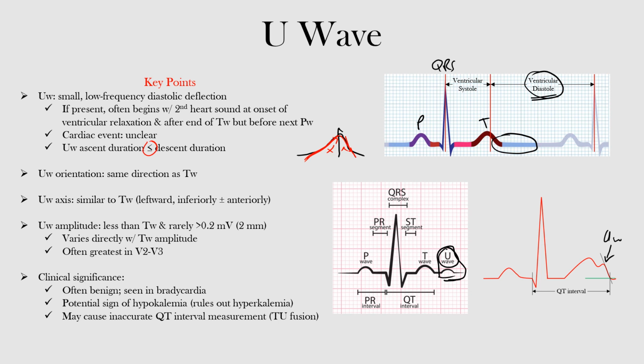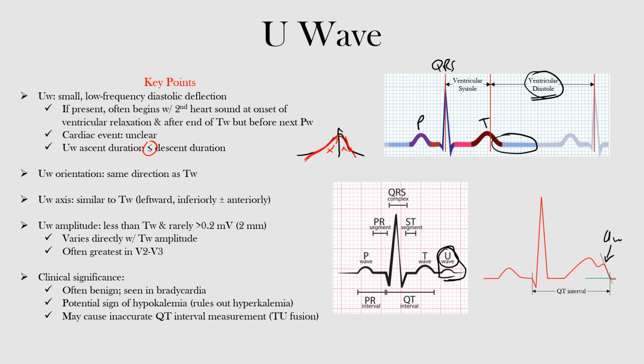So anyways, now the orientation of the U wave will still be the same as the T wave, okay? So it's going to go in the same direction, and its axis is also similar to that of the T wave. That is directed leftward, inferiorly, and often anteriorly in the horizontal plane. The U wave amplitude is normally less than the preceding T wave's amplitude and rarely goes above 2 millimeters, which is 2 of the small boxes, or 0.2 millivolts. The U wave amplitude appears to vary directly with the T wave amplitude, meaning if the T wave amplitude goes up, so will the U wave. And for this reason, the U wave amplitude is often greatest in leads V2 and V3. These are the same leads in which the amplitude is greatest for T waves.